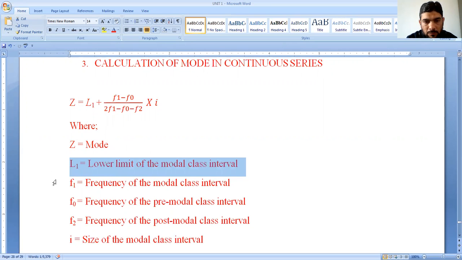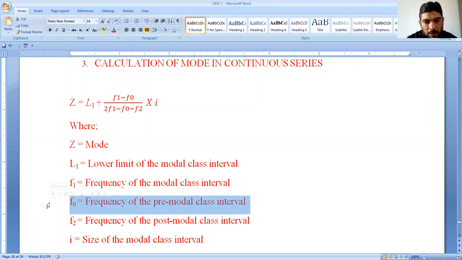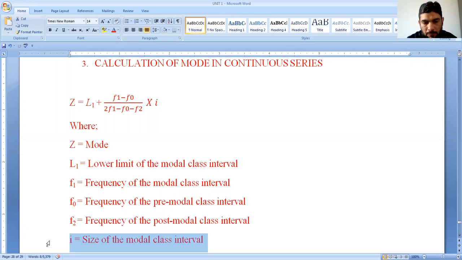L1, that is the lower limit of the modal class interval. F1, that is the most important frequency part of the question, is the frequency of the modal class interval with the highest frequency. F0 is the frequency of the pre-modal class interval. F2 is the frequency of the post-modal class interval. I is the difference between the class interval, or the size of the modal class interval.